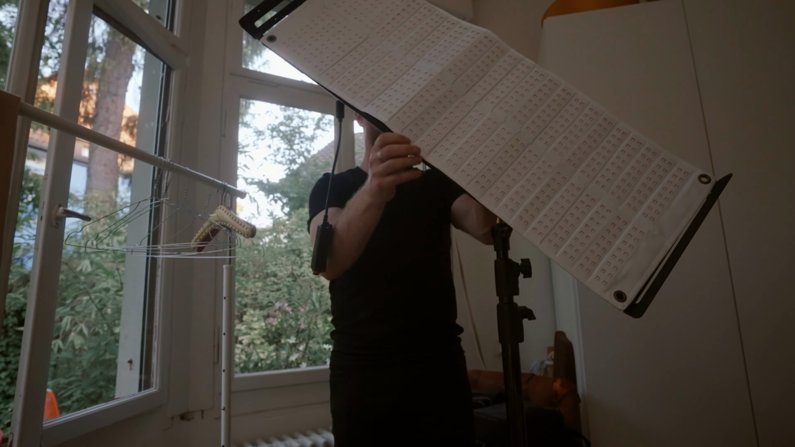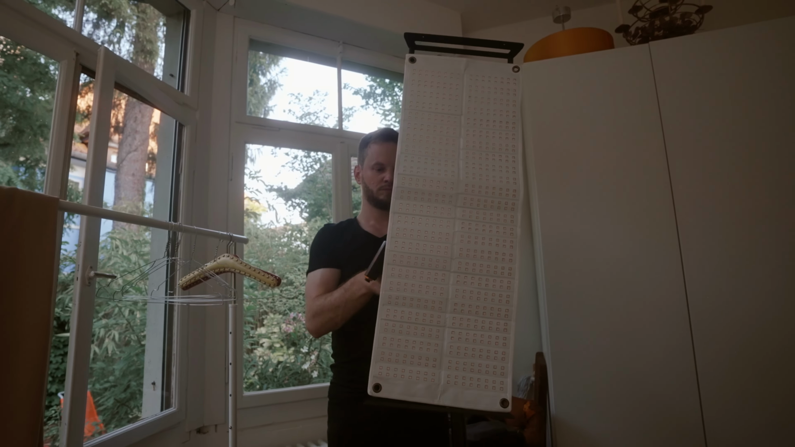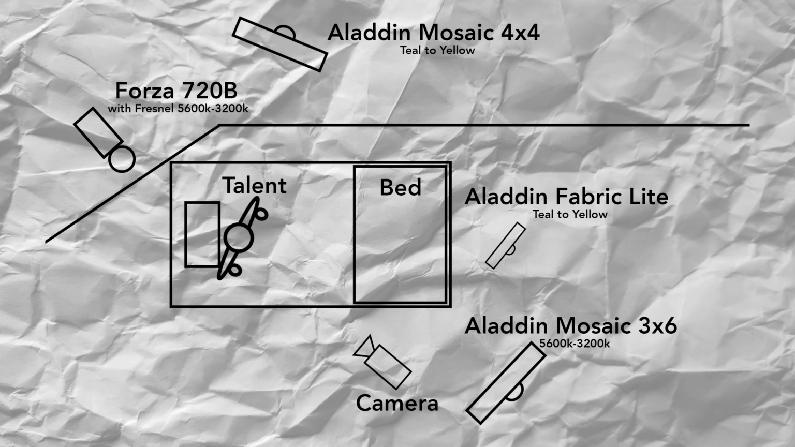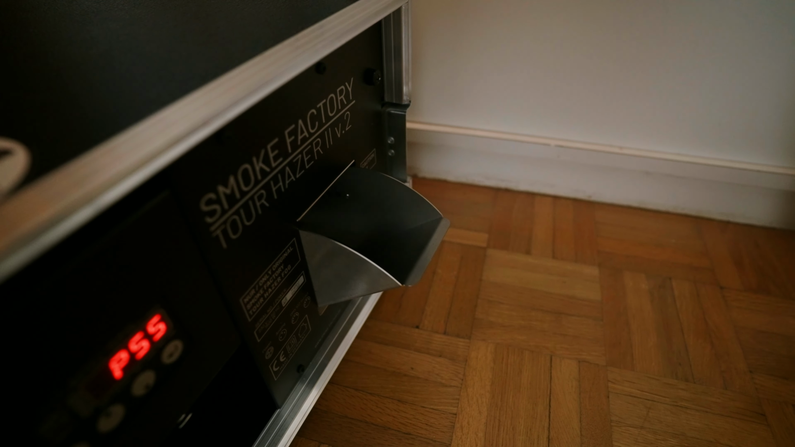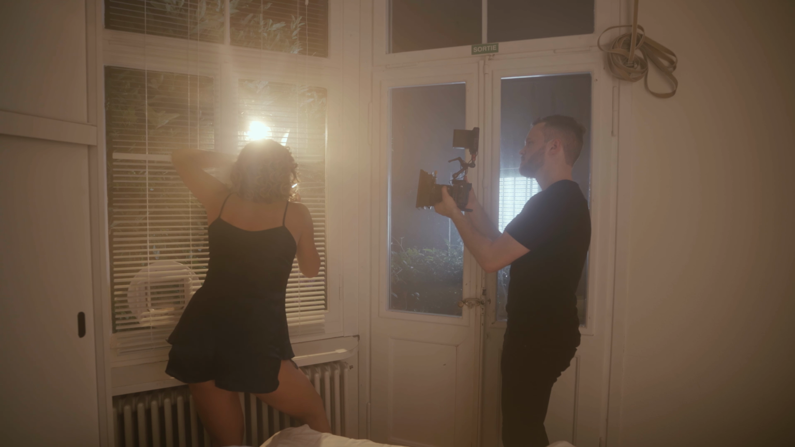Finally, as a fill light, I'll use an Aladdin fabric with the same settings and our scene is pretty much complete. Now the only thing it needs is a bit of atmosphere. That is why I'm also going to haze up the place here a bit to add dimension and light rays to the whole lighting setup.